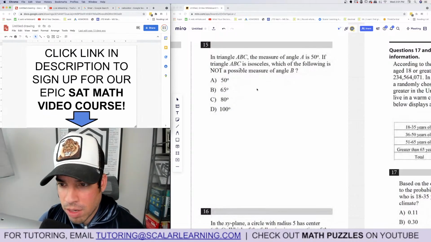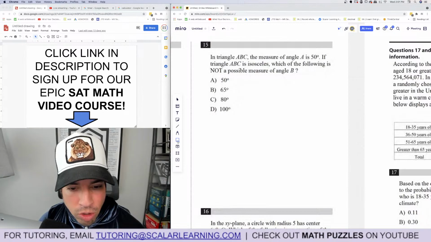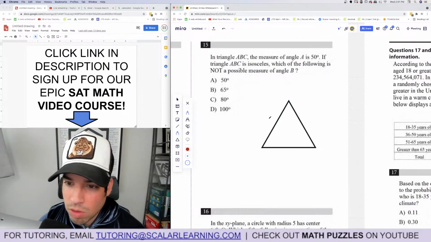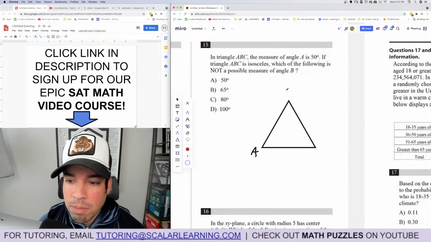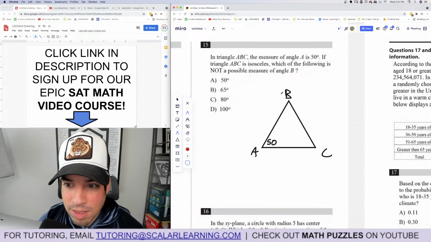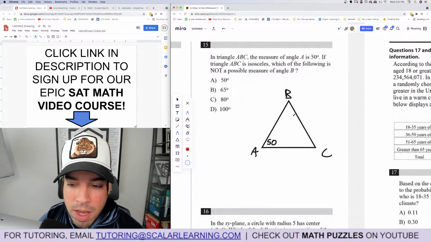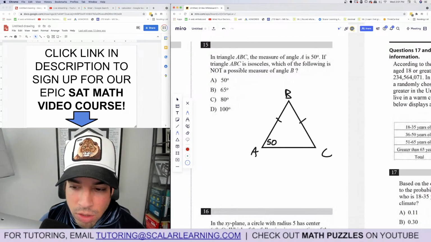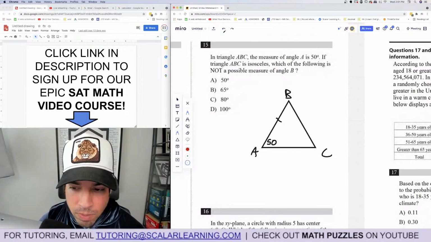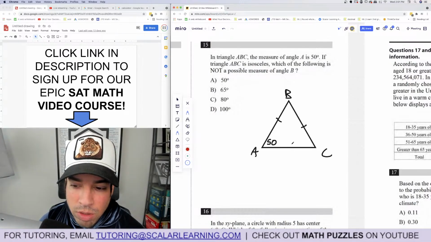Triangle ABC, the measure of angle A is 50. Wait, let me draw out a triangle. A, B, C. A is 50. Triangle ABC is isosceles, which of the following is not a possible measure of B? Okay, so that means either these two sides are equal or these two sides are equal, or these two sides are equal. So there's 3 possibilities.